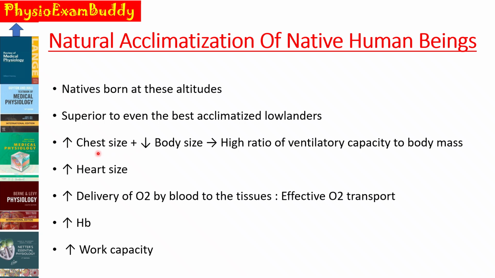The acclimatization changes are that the chest size especially is greatly increased, whereas the body size is somewhat decreased, giving a higher ratio of ventilatory capacity to body mass. Their hearts are considerably larger than the hearts of the lowlanders, and the greater amount of hemoglobin facilitates delivery of oxygen to the tissues. Though the arterial PO2 in the natives at high altitude is only 40 millimeters of mercury, the quantity of oxygen in their arterial blood is greater than the blood of the natives at the lower altitude.